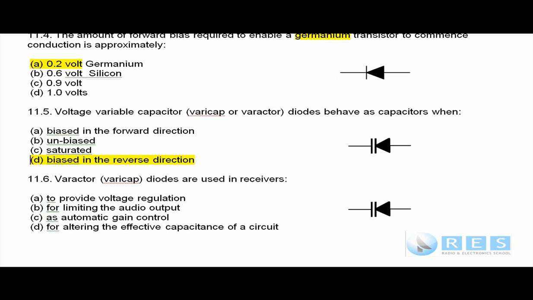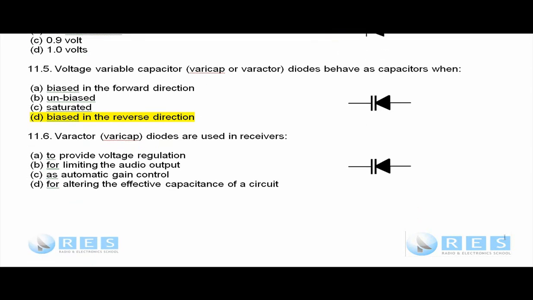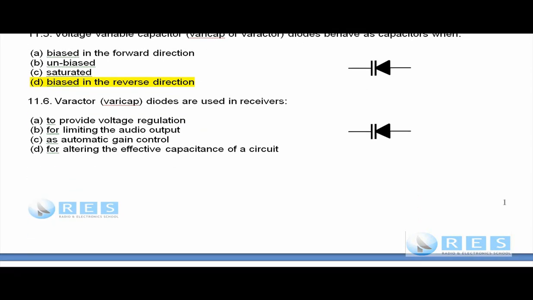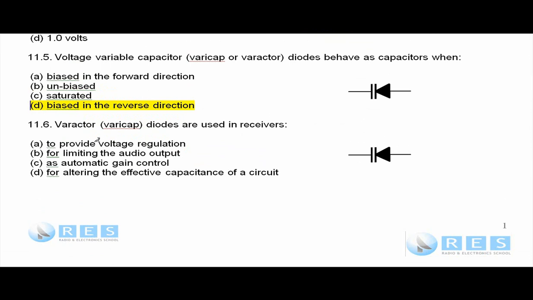Let's go straight on to 11.6, which is related. Varactor varicap diodes are used in receivers for altering the effective capacitance of a circuit. If you had a tuned circuit of which a varactor diode was part, you could apply a voltage to that varactor diode and change the resonant frequency of that tuned circuit.